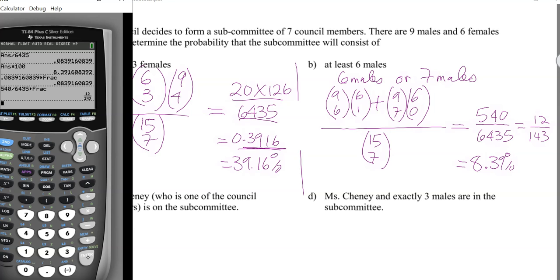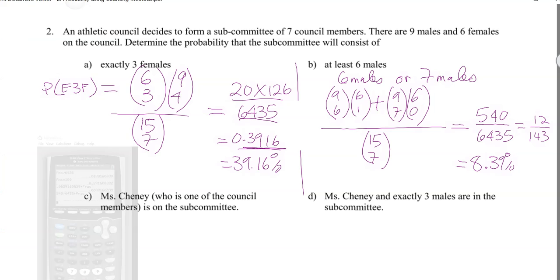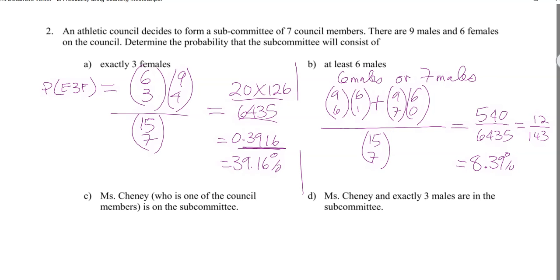540 divided by 6,435, to fraction. Math, enter, enter. So you may see your answer as a reduced fraction. You may see it as a decimal, 0.084 perhaps, 0.08 perhaps. You might see it as a percent. So just get used to different ways of seeing it.